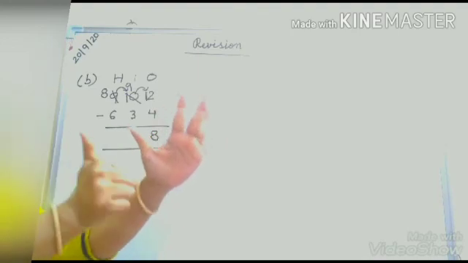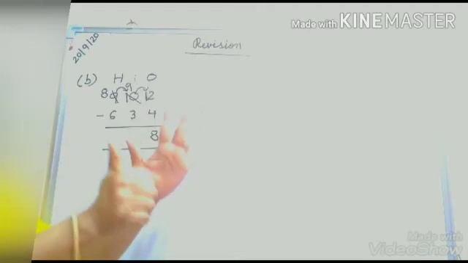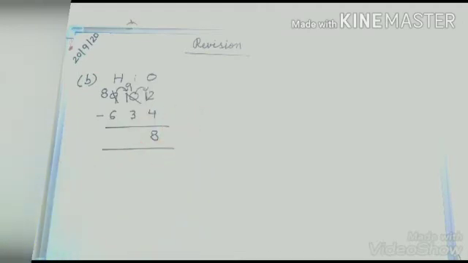Okay. Now you count how many fingers you have taken out. That is 5, 5 and one more, 6. So we will write here 6.